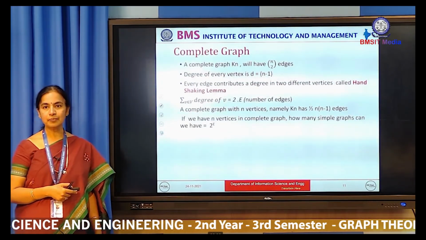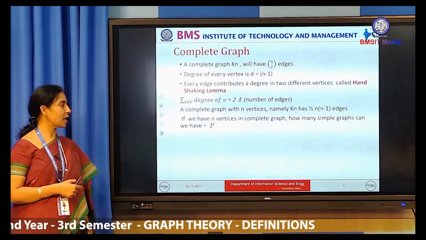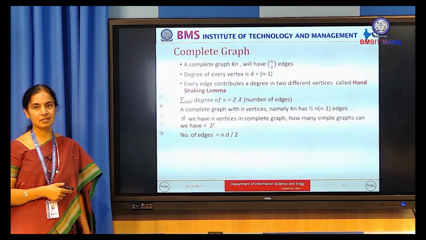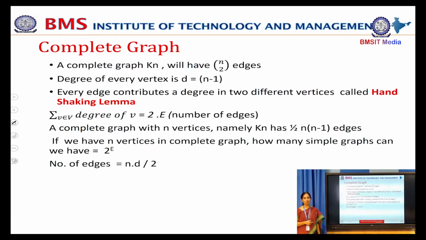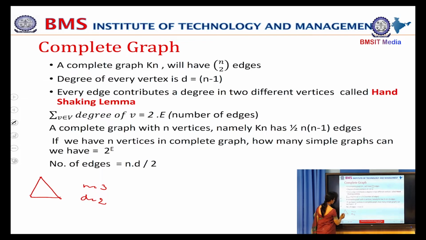If we have n vertices, how many simple graphs can we have? We can have 2 to the power of e simple graphs, where e is the number of edges. The number of edges is equal to n into d by 2, where d is the degree of every vertex. For example, if I consider a graph with 3 vertices, n is equal to 3 and d is equal to 2, so each vertex has degree 2.